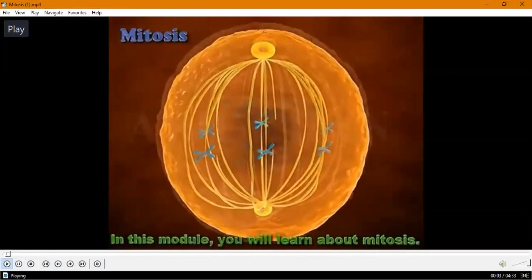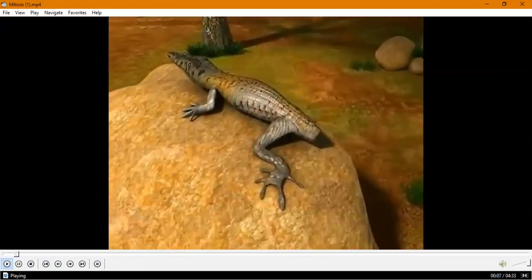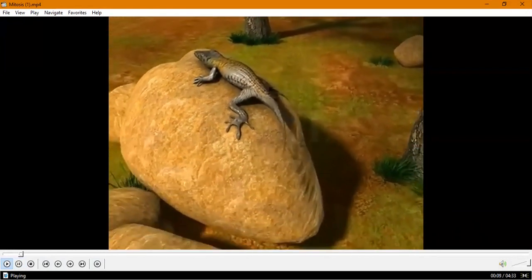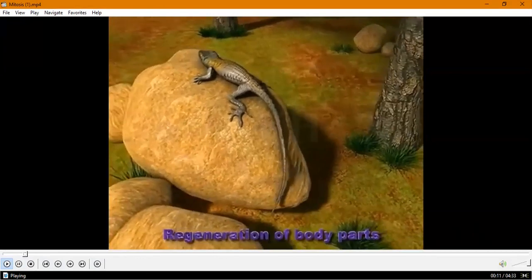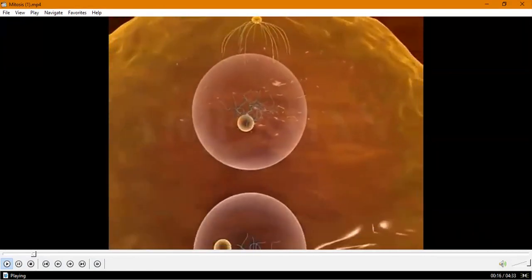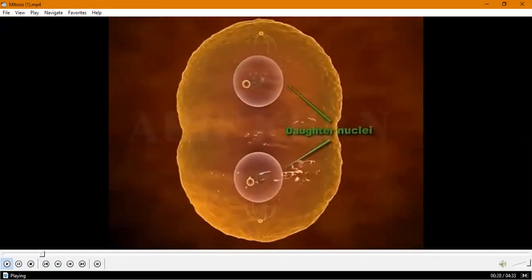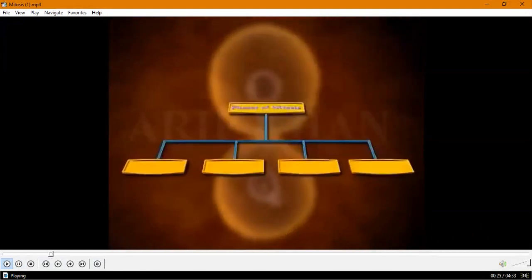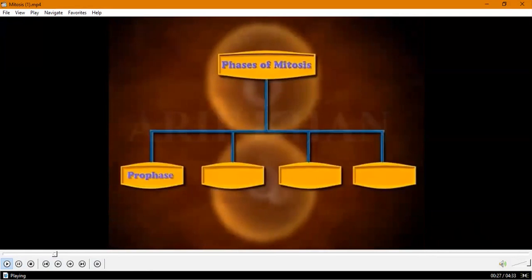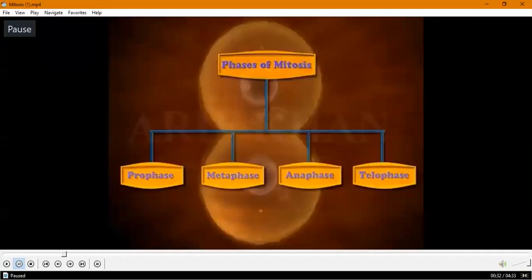Mitosis. In this module, you will learn about mitosis. Mitosis is a process of cell division that makes possible regeneration of body parts. To elaborate, mitosis is the separation of nuclear chromosomes into two identical daughter nuclei. It is divided into four key phases: prophase, metaphase, anaphase, and telophase. Y'all take note of the phases, huh?